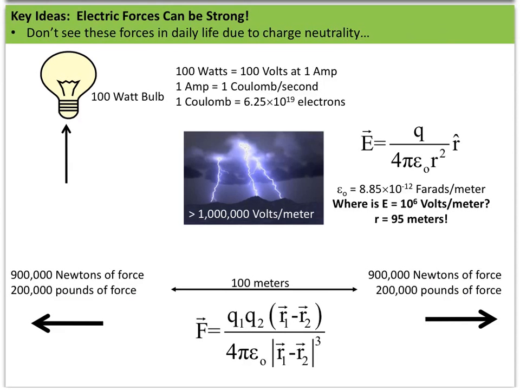Let's flow some current into a 100-watt light bulb. That's basically a standard incandescent bulb. Since we're putting 100 volts at 1 amp into this light bulb, we're going to collect about 1 amp or 1 coulomb per second, which is about 6.25 times 10 to the 19th electrons. If you go ahead and calculate the electric field put out by Q being 1 coulomb of charge, and use the value epsilon naught, the permittivity of free space, you find out that the electric field is 1,000,000 volts per meter up to 95 meters away from this collection of 1 coulomb in charge.